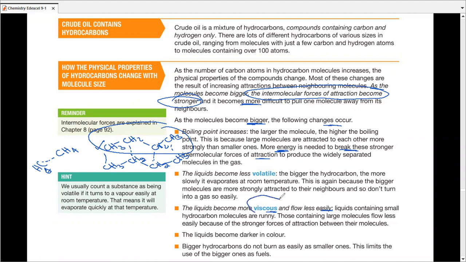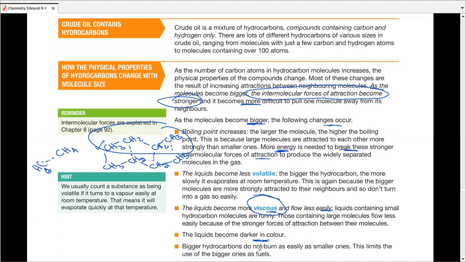Hence, the term more viscous. Viscous means resistance to its own flow. So, the attractive forces are actually a resistance to its own flow. Moving on, the liquids become darker in color. Closer are the molecules to one another, darker the appearance. Farther are the molecules from one another, lighter the appearance. That's one of the easiest rules.